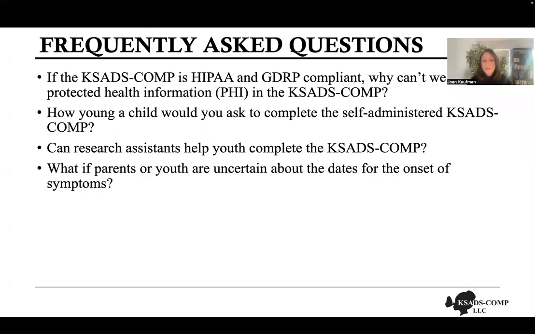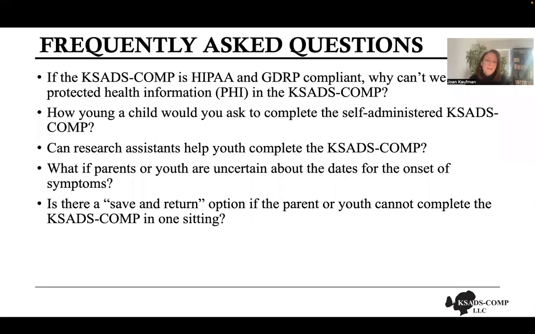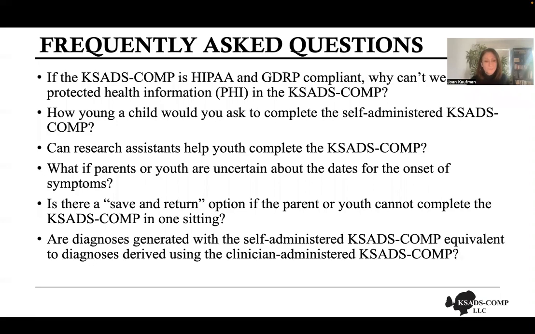What if parents or youth are uncertain about dates for the onset of symptoms? Just ask them to do their best guess. We're not going to worry too much about it. Is there a save and return option if the parent or youth cannot complete the KSADS in one sitting? The good news is as the parent and youth go along, all data is stored automatically. There is no need to press the save and return button. If they stop, they get interrupted for any reason, if their Wi-Fi breaks up, what have you, when they next log on, it will pick up exactly where they left off. So no data gets lost, no need to concretely save everything. It's all done automatically.